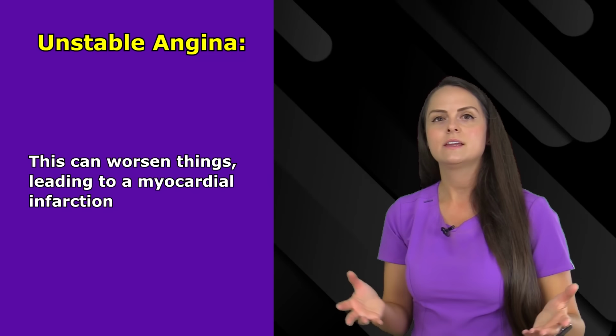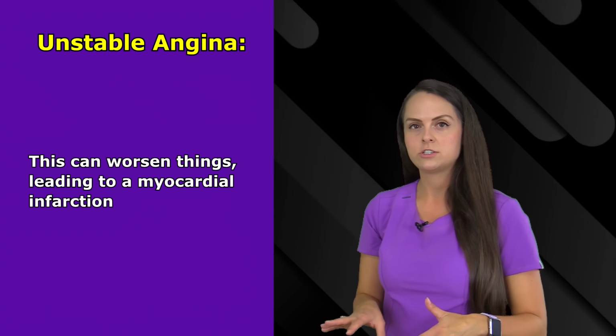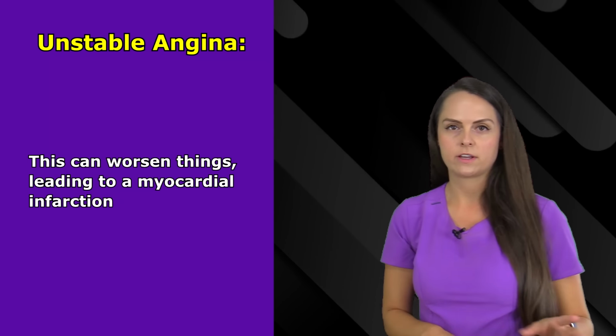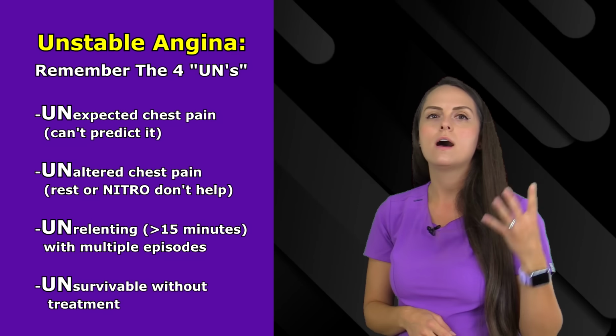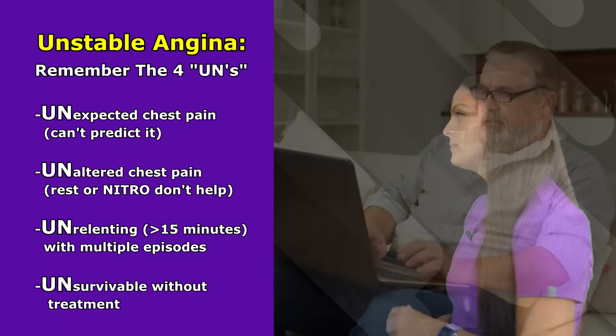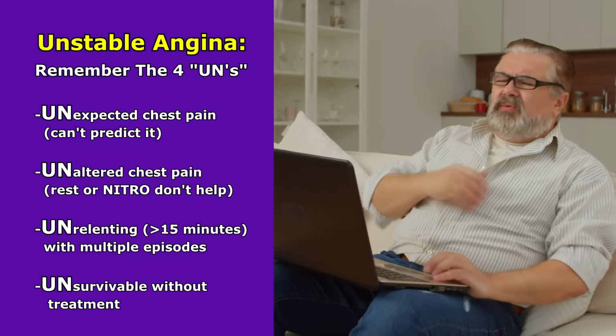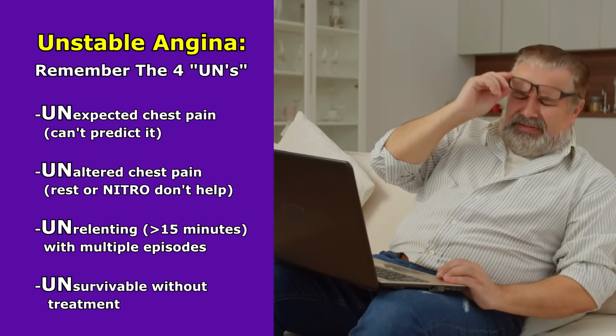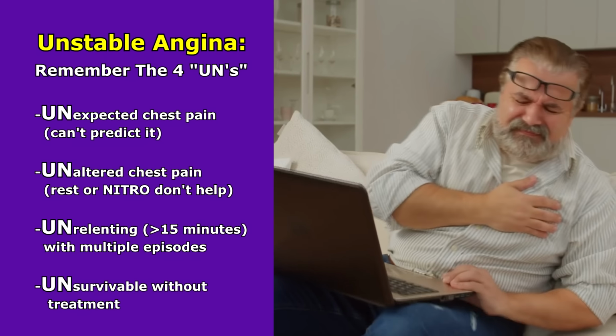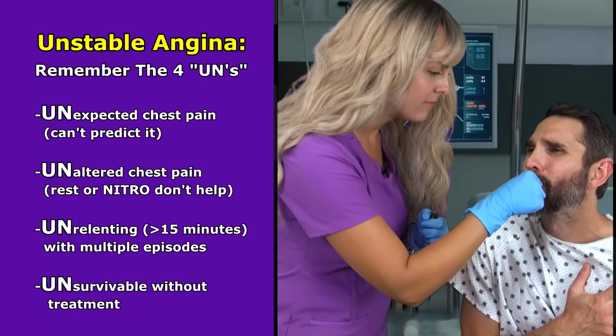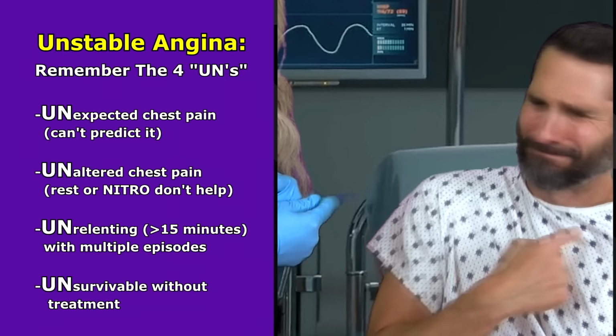So what are the key things you need to remember about unstable angina that makes it different from stable angina? Let's remember the 4 UNs for unstable angina. The first UN is unexpected chest pain. It can happen at any time. They cannot see it coming. It's not predictable. It is unaltered. They cannot get relief with rest or nitroglycerin.